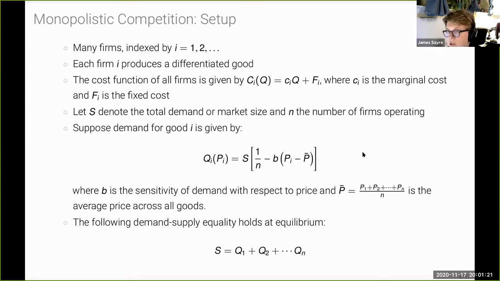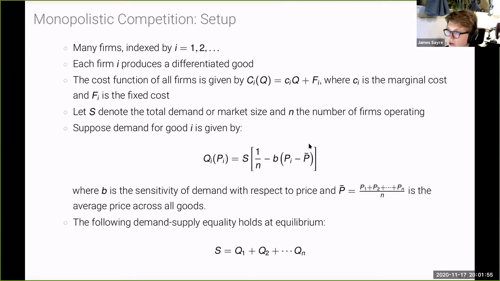It's one of the assumptions of the model that the demand for a firm's output, that's going to be Qi, which is a function of the price, Pi, that the firm is going to charge, is going to be given by this function where it's S times, all in parentheses, 1 over the number of firms, N, minus B, and I'll talk about what B is in a second, times Pi, so that's the price that the firm charges, minus P bar.